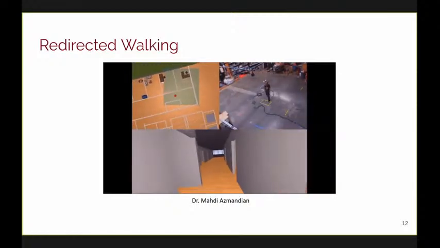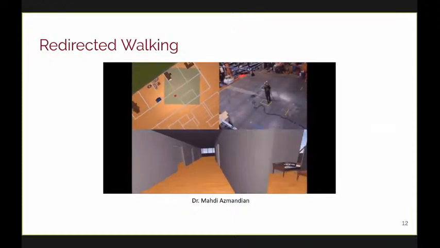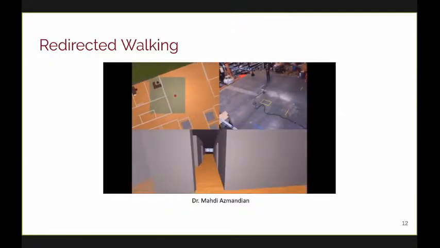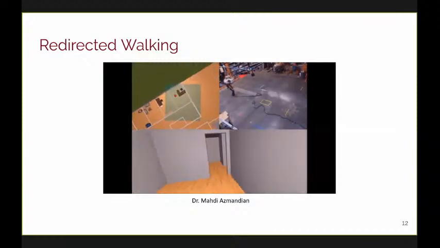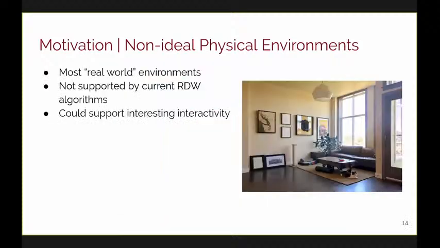And this is great, but I want to draw your attention to the physical space that you see here, and note that it is a large open environment. And this brings me to the first limitation of current implementations of redirected walking, and that is the lack of accommodation for what I call non-ideal physical environments. A non-ideal physical environment means that it is convex, usually rectangular, free of obstacles, and static. Obviously, these assumptions do not align well with most real-world spaces.